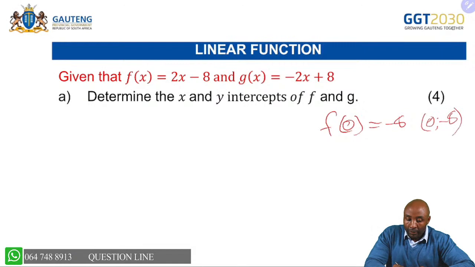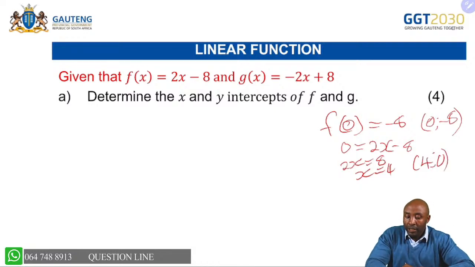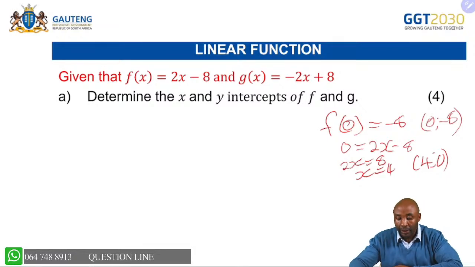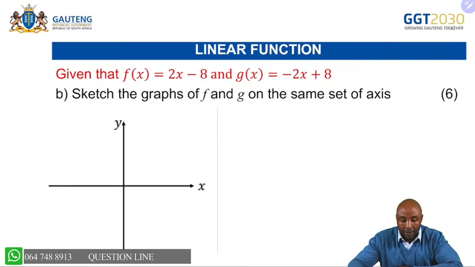To get our x-intercept, we are solving the equation 0 is equal to 2x minus 8, and this will give us 2x is 8, and we get our x as 4, meaning our x-intercept will be 4 and 0. For g of x, we will do the same, and we got the following values. Now, we need to sketch the graph on the same set of axes. Let me go back a bit.